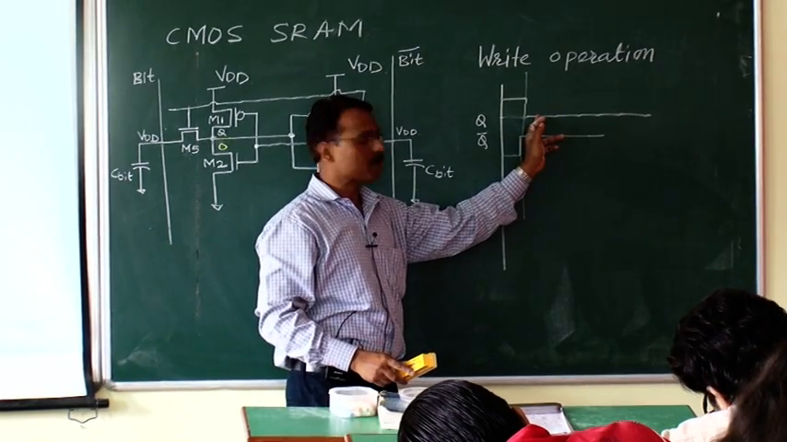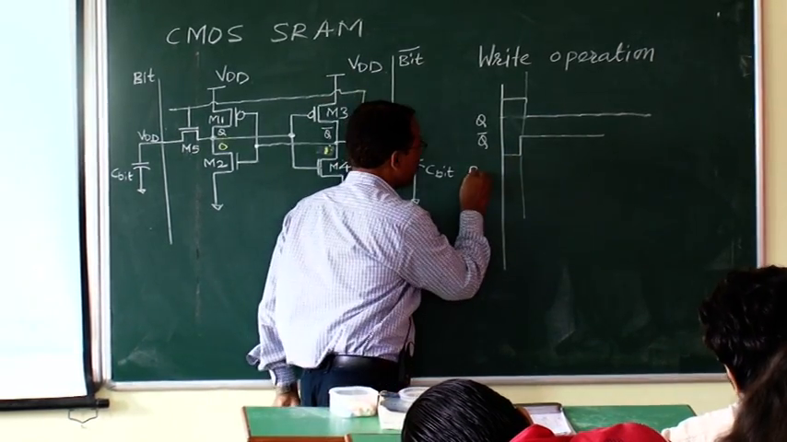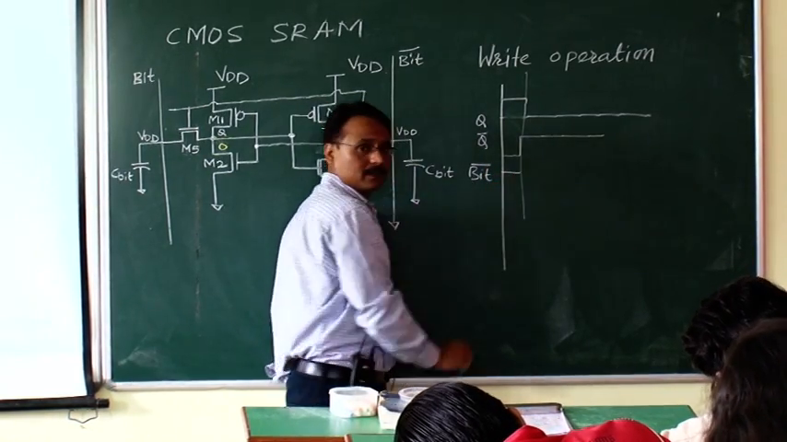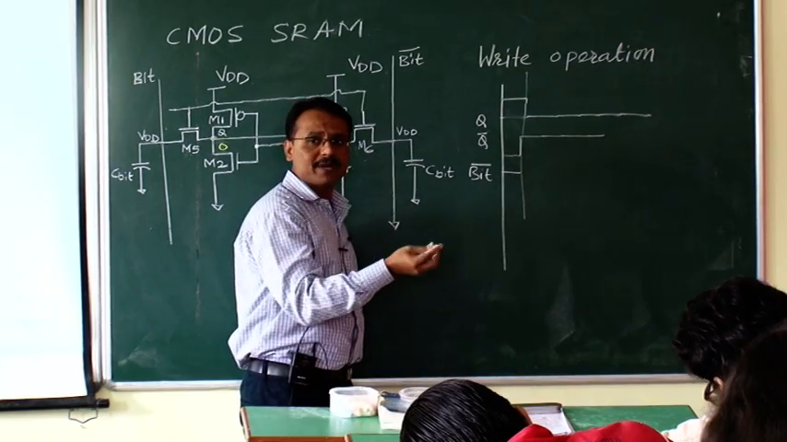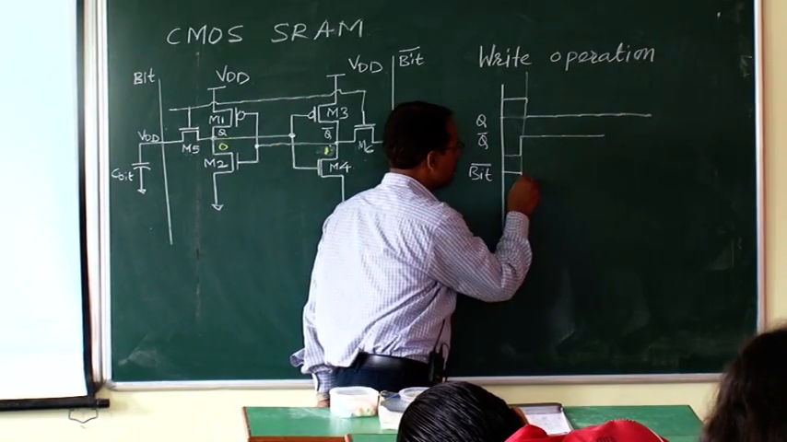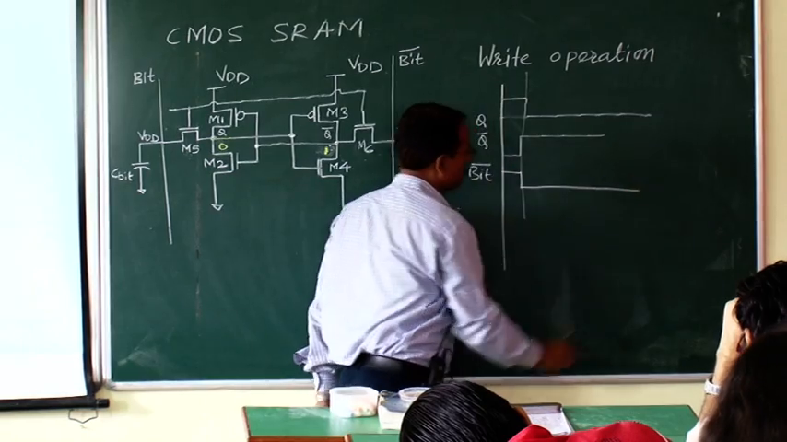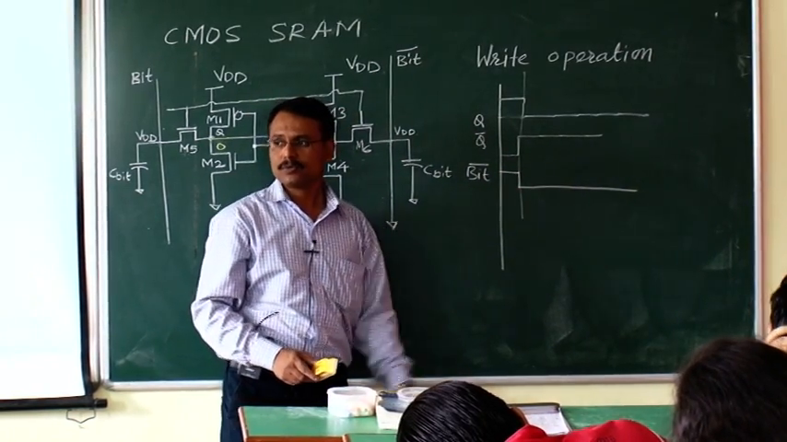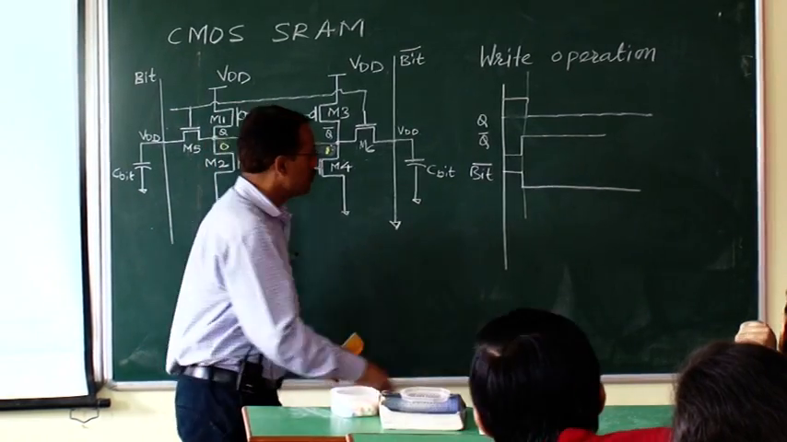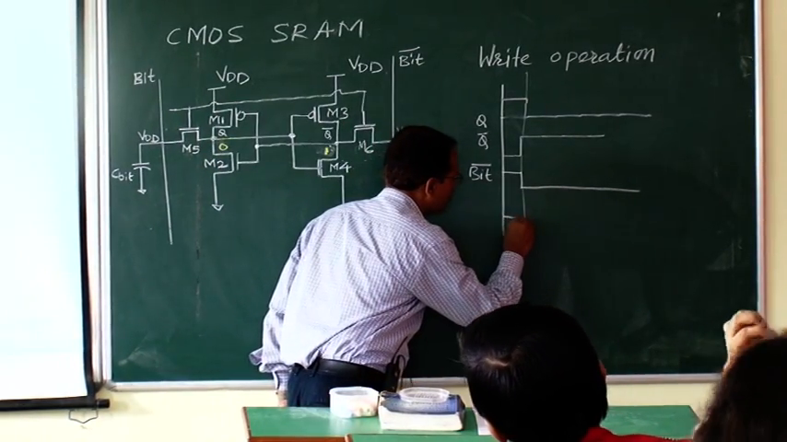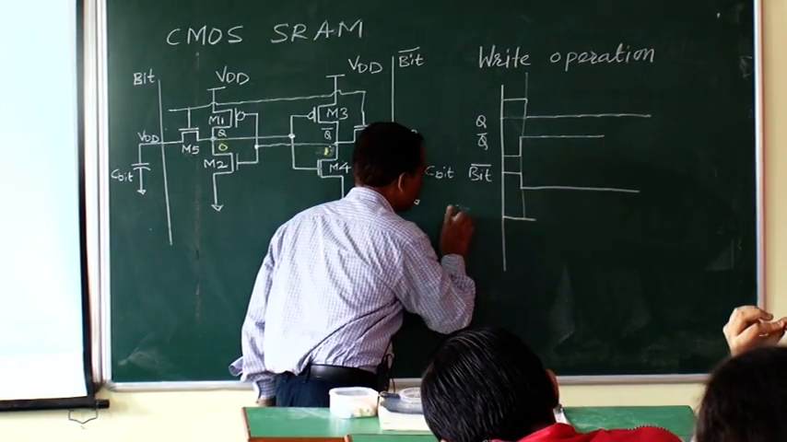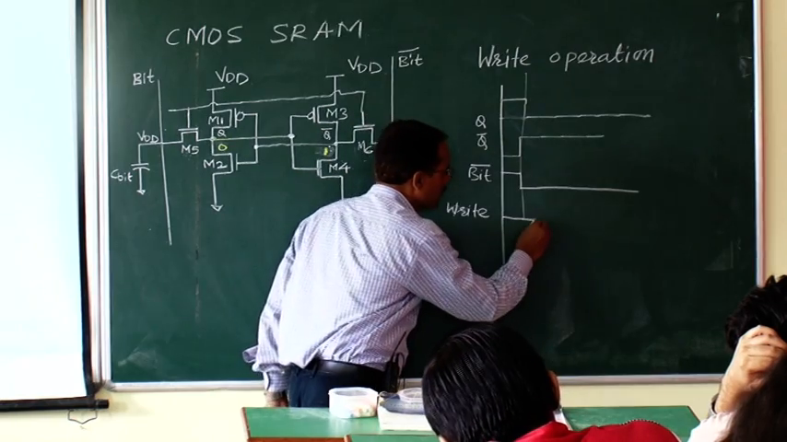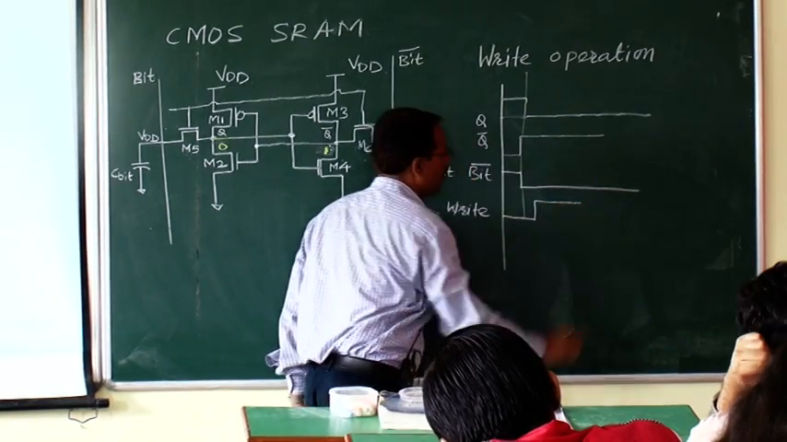So what do you have to do? This bit bar line, suppose that the bit bar line is earlier 1, then suppose you want to modify the contents, then the bit bar line is changed to logic 0. It changed to logic 0. And then what you have to do? Then you have to apply the write pulse. This is the write signal, and you have to make it high.